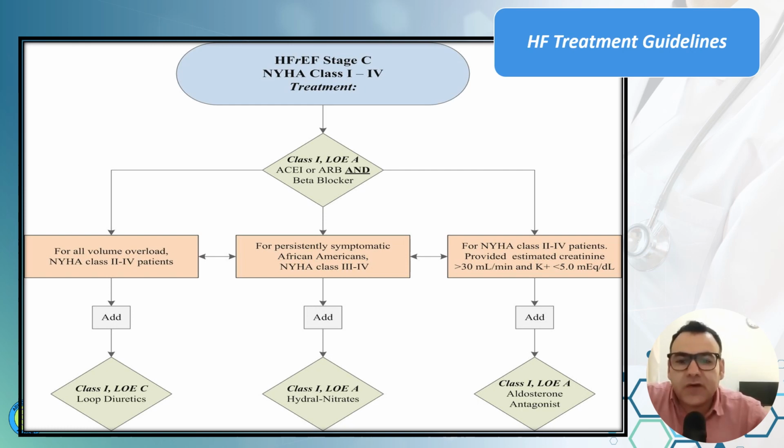If the patient is African American and is persistently symptomatic despite optimal doses of ACE inhibitor or ARB plus beta blocker, he is eligible to start hydralazine and isosorbide dinitrate. If the patient is in class 2 to 4, provided that his eGFR is more than 30 ml per minute and potassium is less than 5 milliequivalent per deciliter, the patient is eligible to start an aldosterone antagonist like eplerenone or spironolactone.